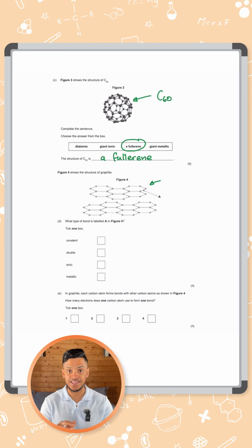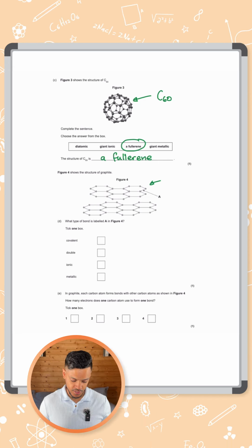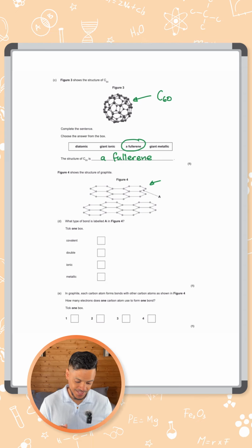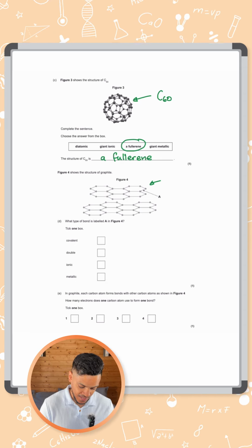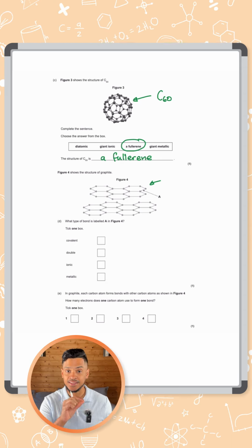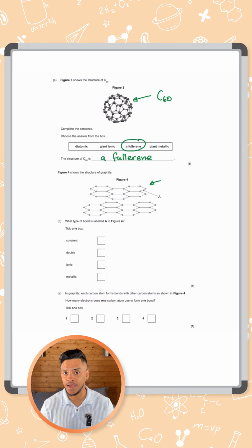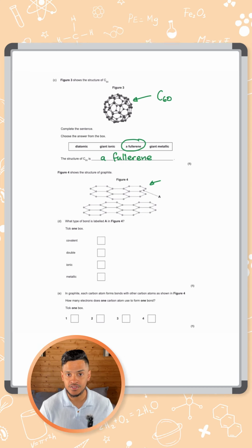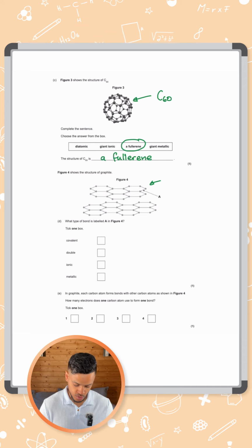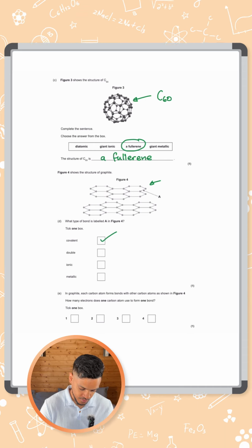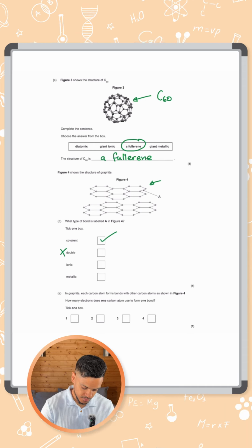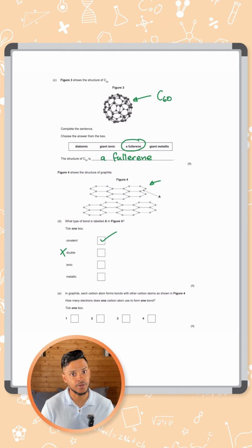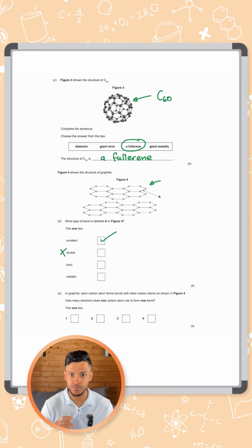So remember, that's those hexagonal layers which can slide over each other. What type of bond is labeled A? So if you look at A, it's basically the line between two atoms. Within one of these giant covalent structures, between the atoms, you have covalent bonds. These aren't double bonds. You see double bonds in things like carbon dioxide, not in graphite, they're all single bonds.